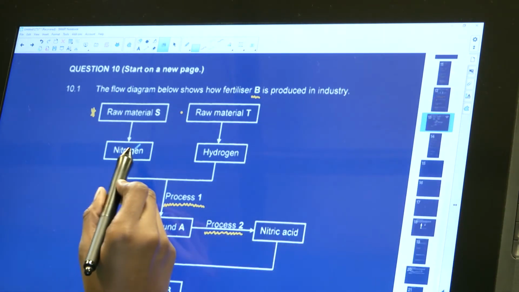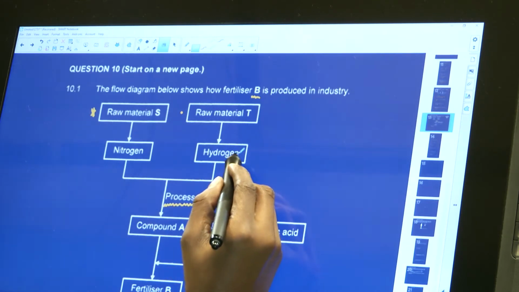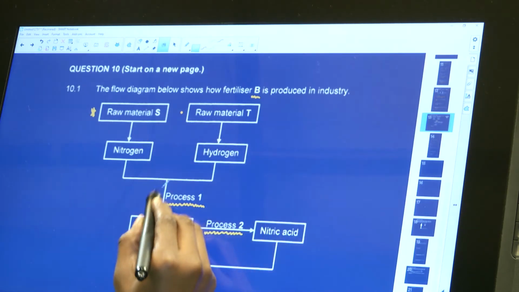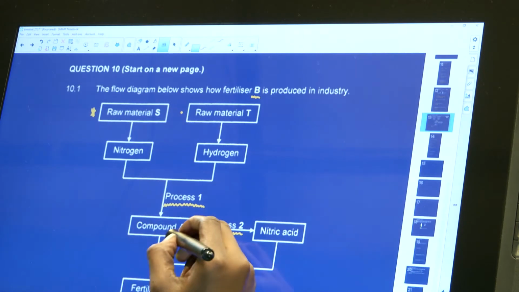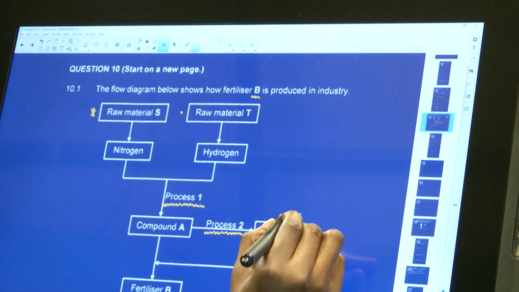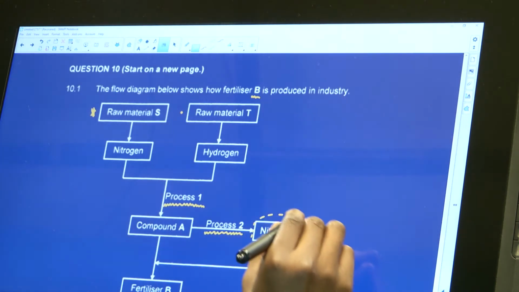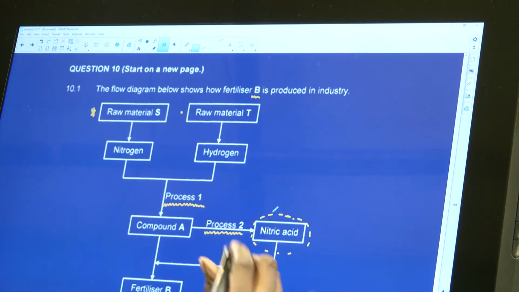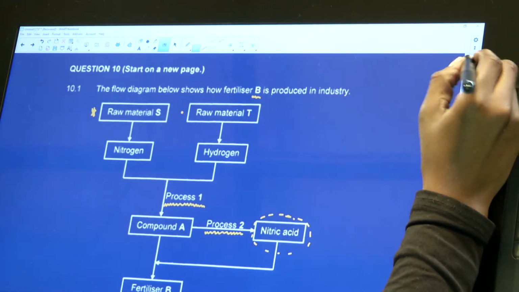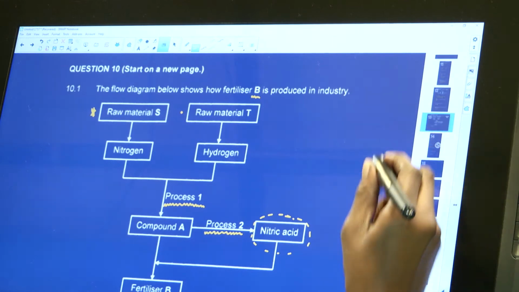We've got nitrogen, we've got hydrogen. They're looking for the catalyst that was used in process number 1 to actually get compound number A. And I can already see the forming of nitric acid means that one of my catalysts that I could use is iron or iron oxide.